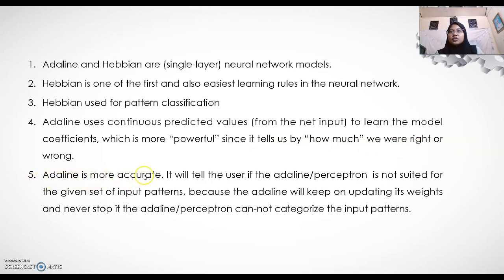Adaline is more accurate. It will tell the user if the Adaline or perceptron is not suited for the given set of input patterns, because the Adaline will keep on updating its weights and never stop if the Adaline or perceptron cannot categorize the input patterns.